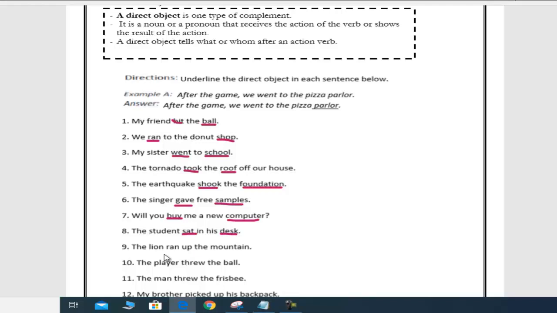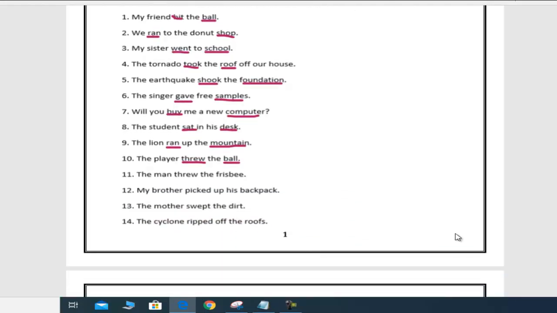The lion ran up the mountain. Ran is the verb. Mountain is the direct object. The player threw the ball. Threw is the verb. What did he throw? Ball. The ball is the direct object. The man threw the frisbee. Again, threw is the verb. Frisbee is the direct object.